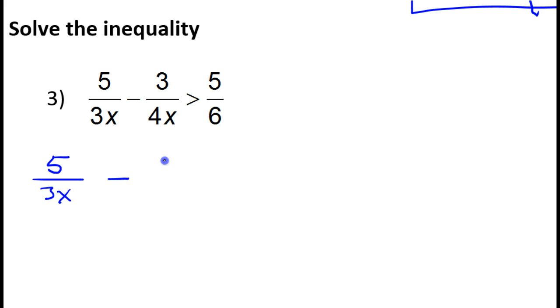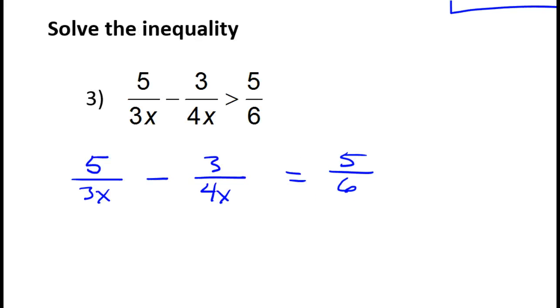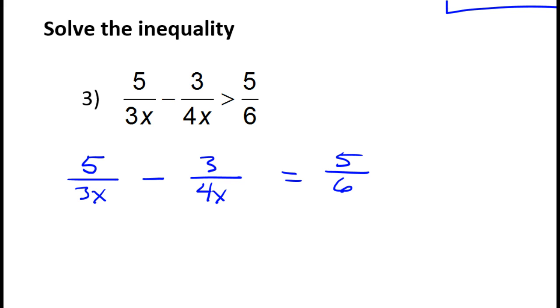So let's see, I've got 5 over 3x minus 3 over 4x equals 5 over 6. When I'm solving an equation, there are many ways to go about this, but I like the technique of making all the denominators the same and then canceling them out. So I'm looking at 3, 4, and 6, and I'm wondering what number these can all be turned into by multiplication. Well, 3 times 4 is 12. 2 times 6 is 12. So I see a lot of 12 going on here.